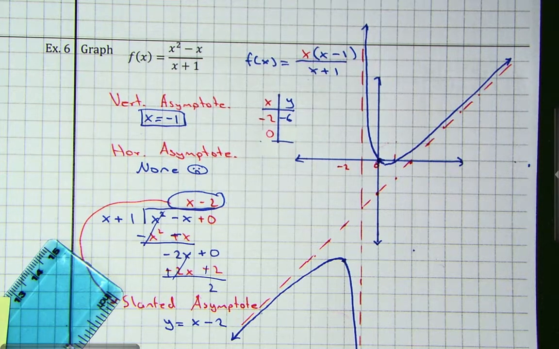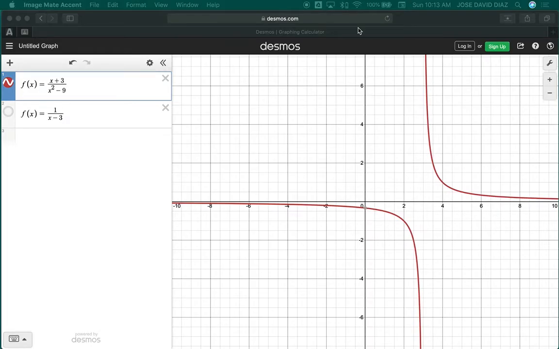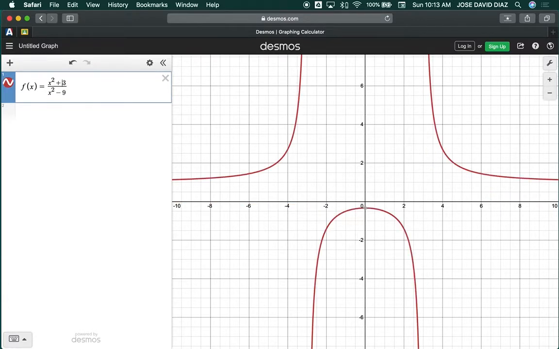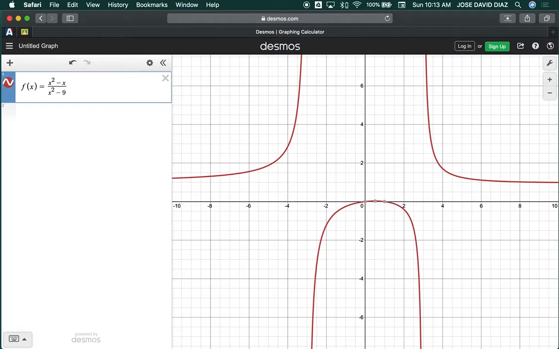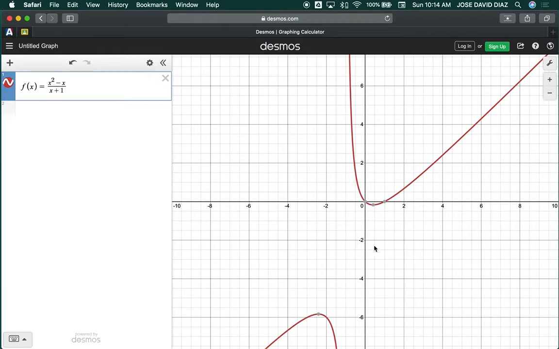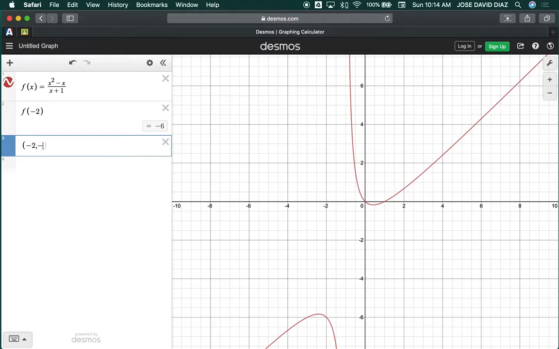And we can always double check your answers on decimals. So if I just go through and confirm that's correct, we have x squared minus x over x plus 1. You'll notice that those are the points that we found. If we want to do this through decimals, we can plug in a -2. That gives me -2 comma -6. That is the other point that we found.